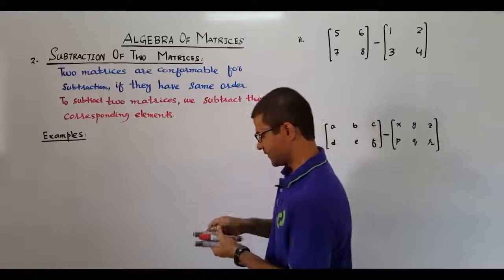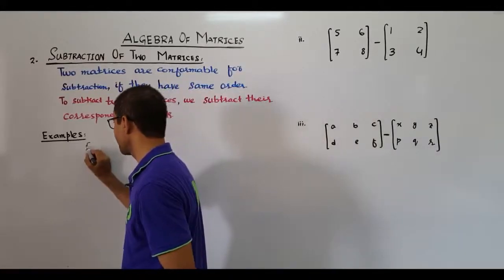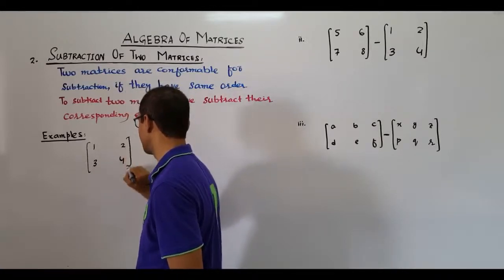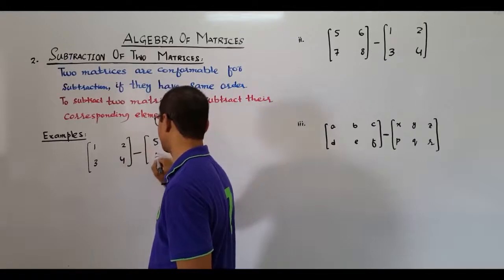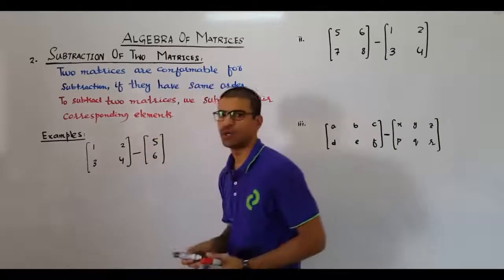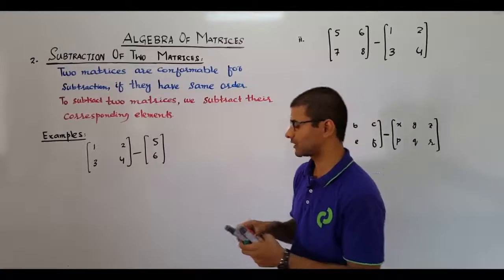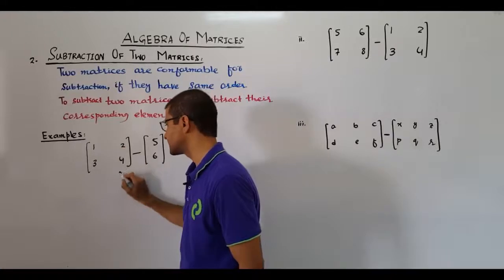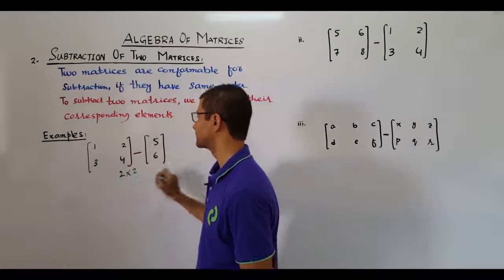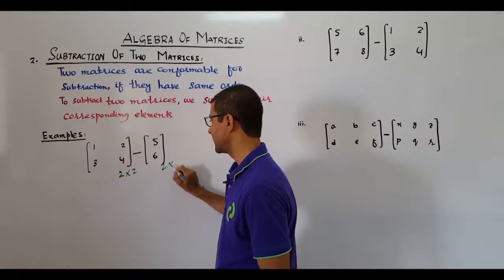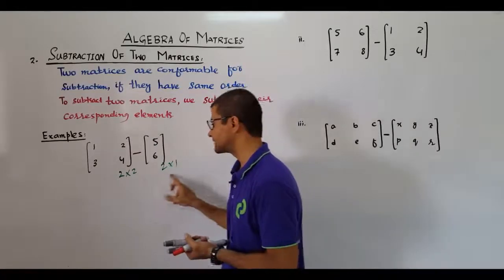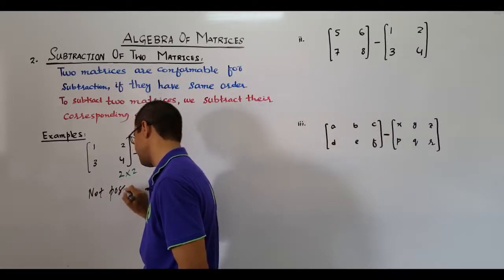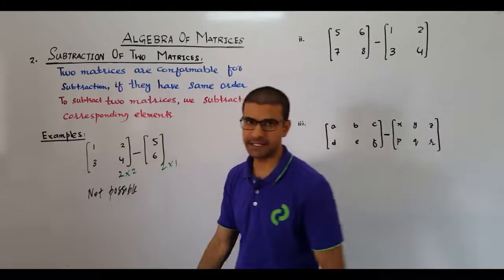For example, we have the question 1, 2, 3, 4 minus 5, 6, and we have to subtract these 2. First we will check subtraction is possible or not. For this we have to write their orders. It contains 2 rows and 2 columns. This matrix contains 2 rows and 1 column. As their order is different, so subtraction is not possible. We cannot subtract these two matrices.